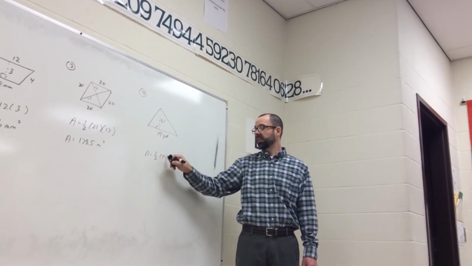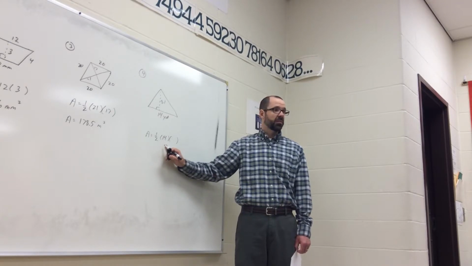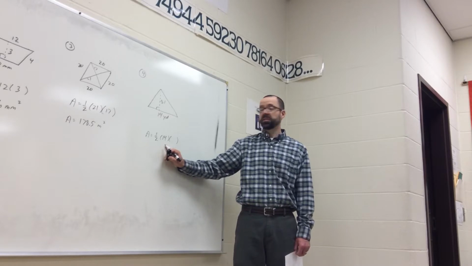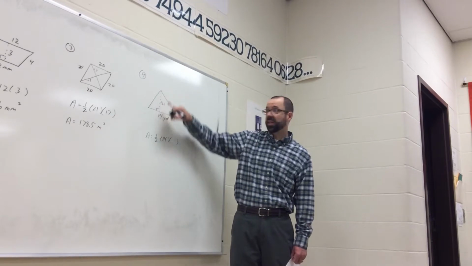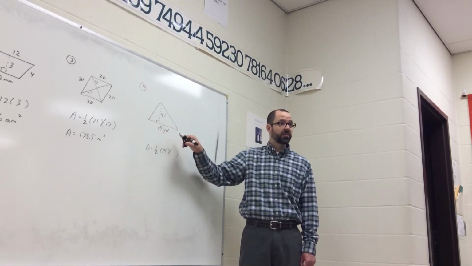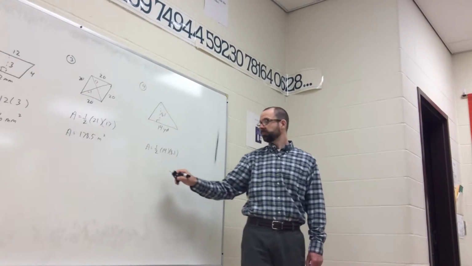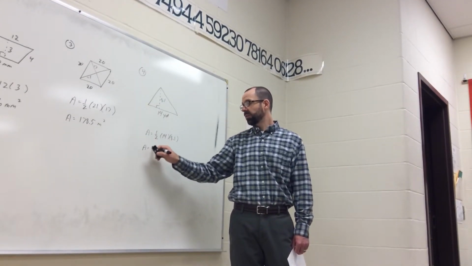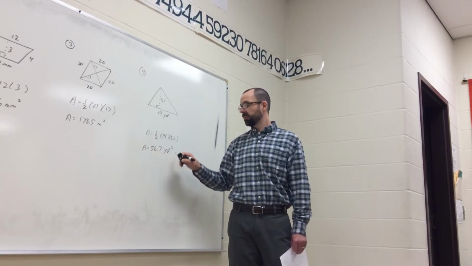The base is 14. What's the height? 8.1. Now, are you going to use 8.1 because that's the only other number in the problem, or are you going to use 8.1 because it's actually the height? It's actually the height, right? Because this is making a 90-degree angle with the base. So 1/2 times 14 times 8.1. So 56.7 square yards.